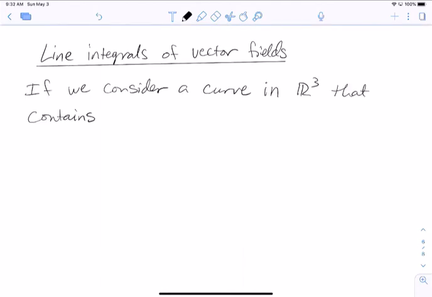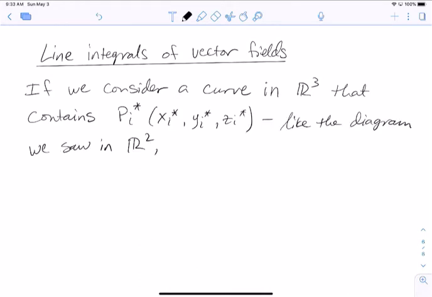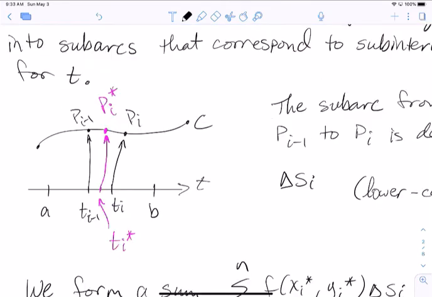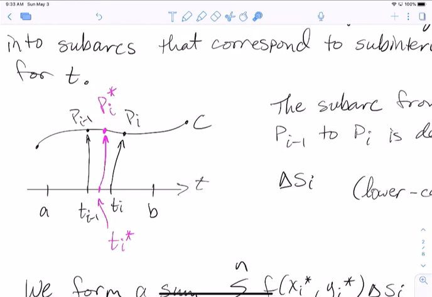If we consider a curve in R3 that contains a point P sub i star, which has coordinates x_i star, y_i star, z_i star. Like the diagram that we saw in R2, that would be this one, and we saw this when we were first setting up line integrals. So we have a curve C, and this time we're envisioning it in R3, and we have a point P sub i star that has x, y, and z coordinates.